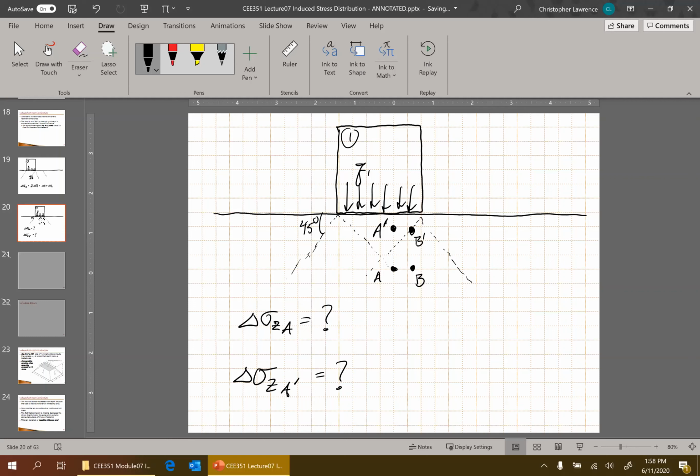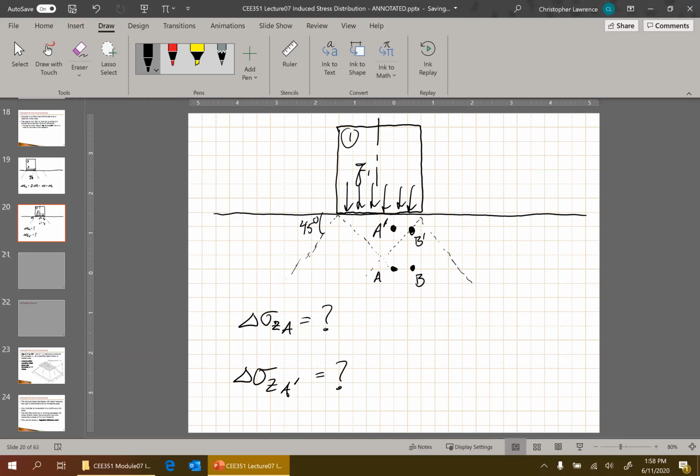And so what we see here right now, A prime and B prime are the same depth, but they are a different horizontal, or in other words, lateral distance away from the center line. A and B are both at the same depth, but a different lateral distance away from the center line of the load, which is right here, okay? And then A and A prime are different depths. B and B prime are the same lateral distance, but different depths.